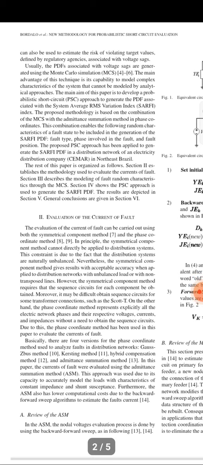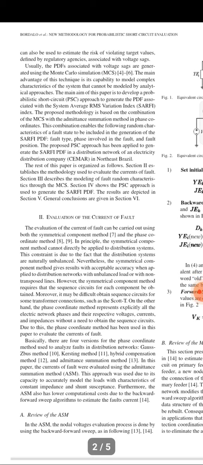The rest of the paper is organized as follows. Section 2 establishes the methodology used to evaluate the current of fault. Section 3 describes the modeling of fault random characteristics through MCS. The results are presented in section 5.